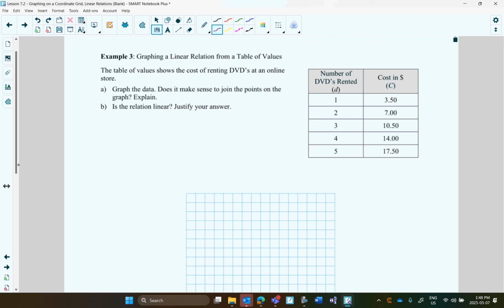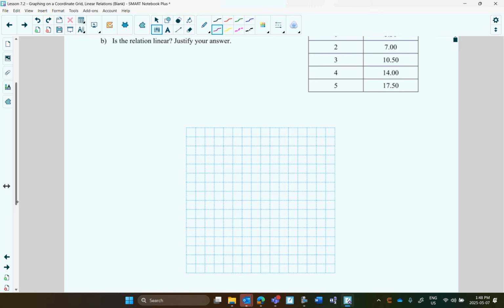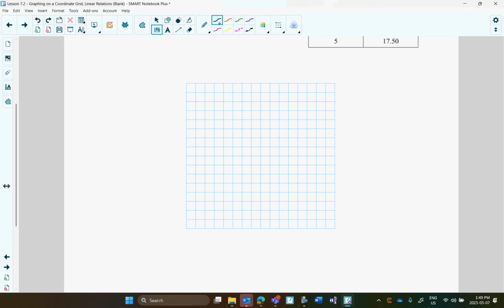So we want to graph this data. Remember, everything's positive, so we don't have to draw 4 quadrants. We're going to draw this.